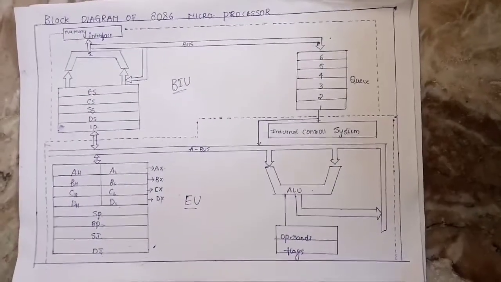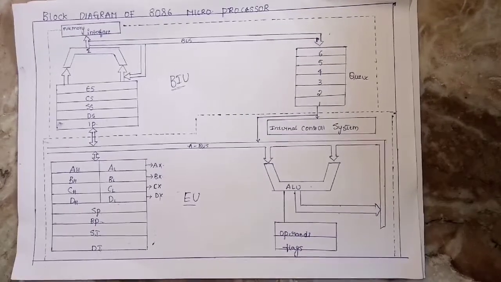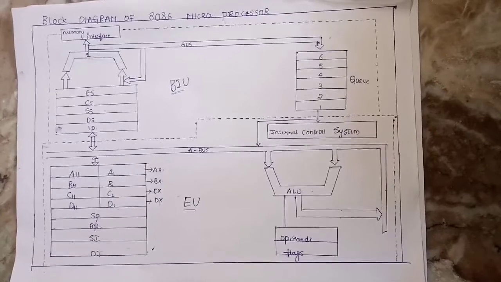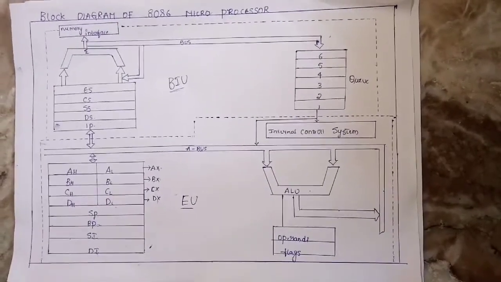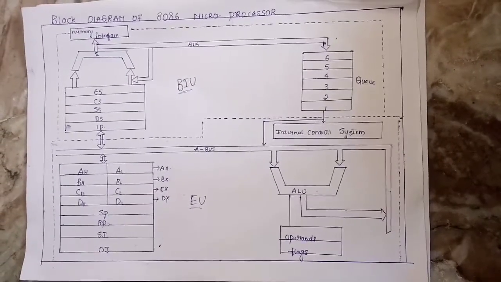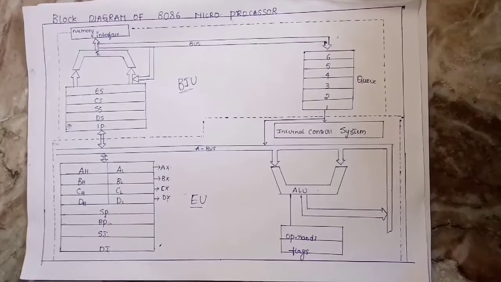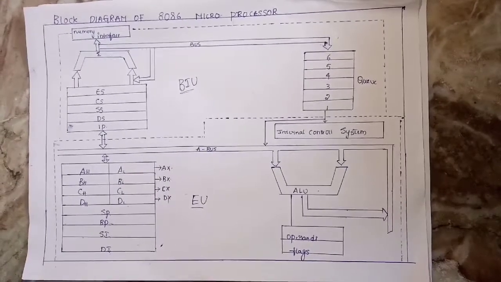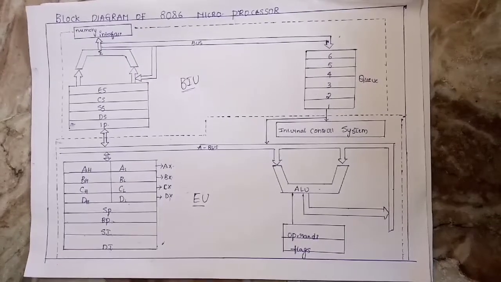In this architecture, the data is transferred by using the buses. It has a 16-bit data bus and a 20-bit address bus. We multiplex the 16-bit data bus with the lower 16 bits of the address bus. The remaining 4 bits are multiplexed with the status flags. Now I am going to explain about the flag registers.